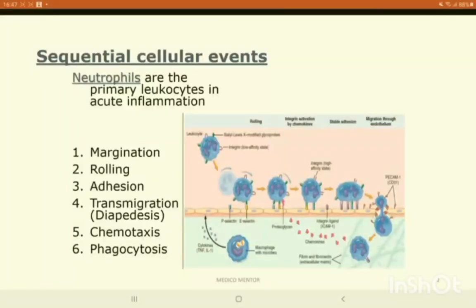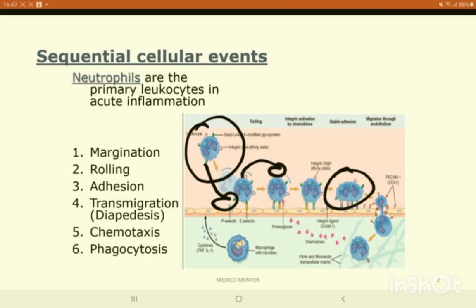The cellular event of inflammation is divided into six categories: margination, rolling, then we have adhesion, then we have transmigration, chemotaxis, and phagocytosis.